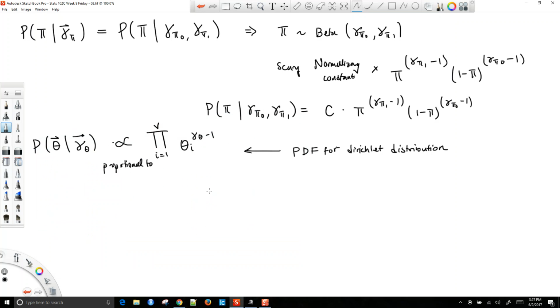Can you explain the significance of the Dirichlet and what's unique about it in this sense? So yeah, the Dirichlet is a kind of multivariate generalization of the beta distribution.